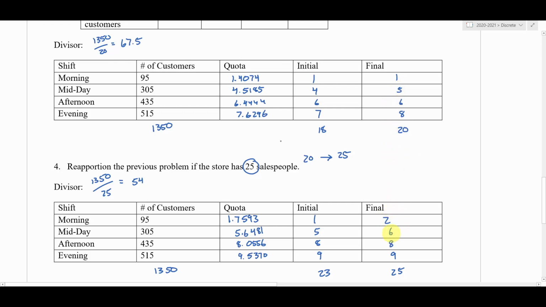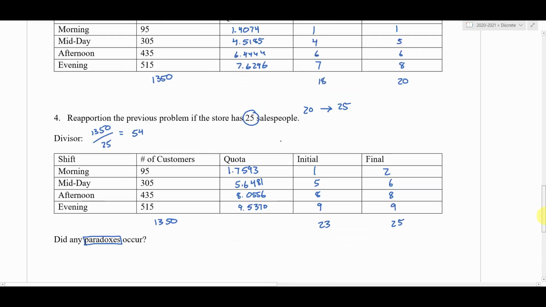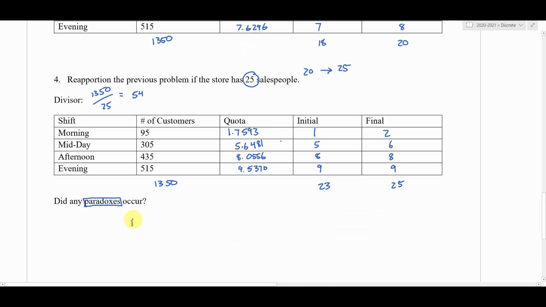Okay, midday went from 5 to 6. That's okay. Afternoon went from 6 to 8. That's okay. And evening went from 8 to 9. That's okay. No one went down, so no paradoxes occurred here. Okay? So no paradoxes occurred. And if one was going to occur, it would have been the Alabama paradox, but it did not.